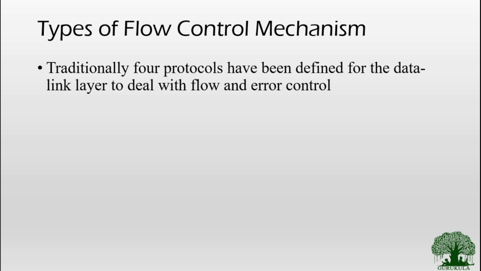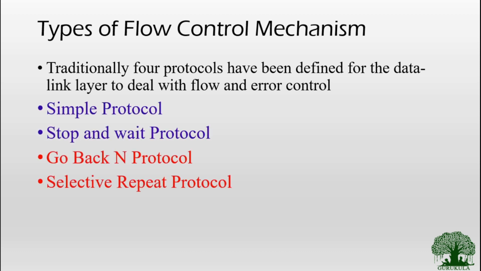Now, let us discuss the types of flow control mechanisms that we have. Majorly, there are 4 protocols implemented to deal with the flow of packets on the network. The first two are the simple protocol and the stop and wait protocol, and the later two are the go back n protocol and the selective repeat protocol. Today in this video we will be discussing only the first two protocols, and in later videos we will be discussing the other two protocols.